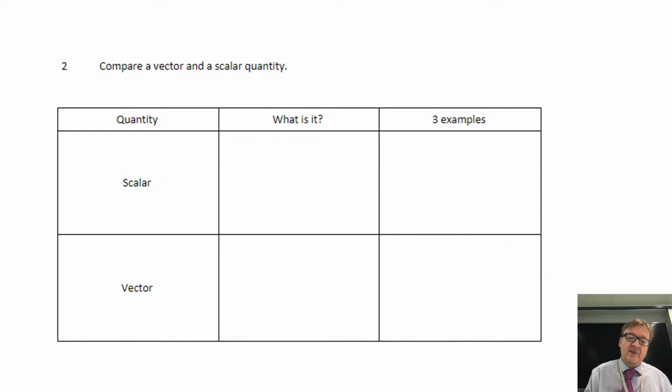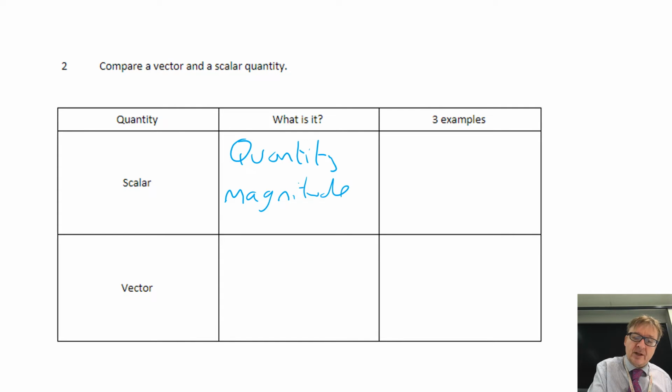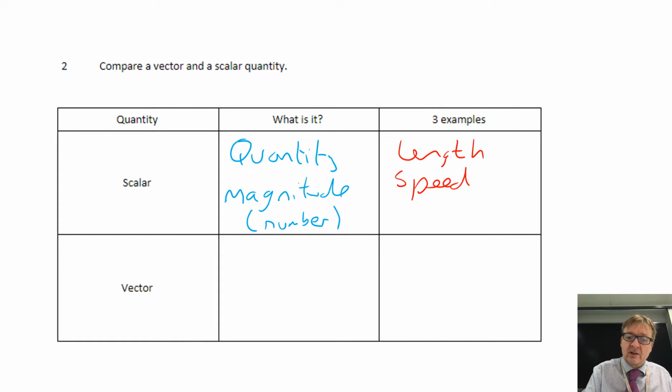Question number 2, compare a vector and a scalar. So a scalar is a quantity, right? And a scalar only has magnitude, okay? I always like to say that basically it's a number. And the good examples are length. The length of a piece of string is 4 meters. It's literally just a number. Speed. A car is travelling at 70 meters per second. It's just a number with a unit.